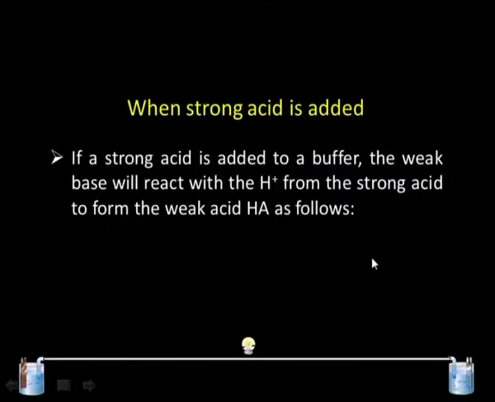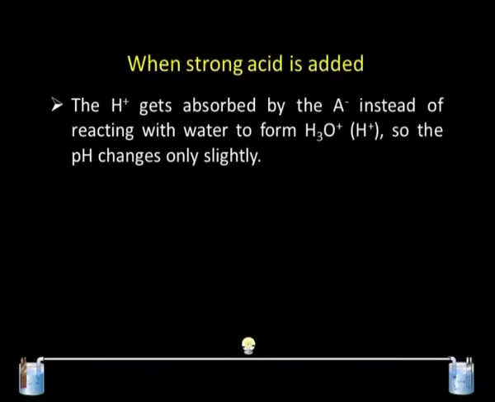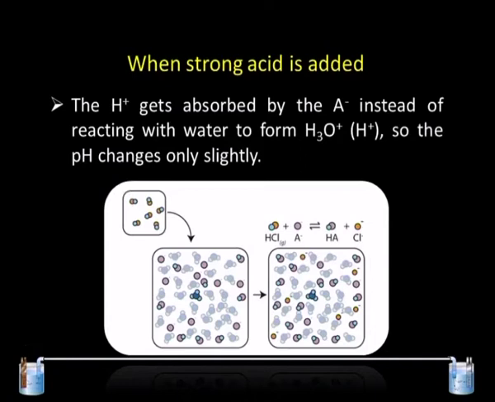When a strong acid is added to a buffer, the weak base will react with the proton from the strong acid to form the weak acid HA as follows. H plus is reacting with A minus giving HA. The hydrogen ions get absorbed by the A minus instead of reacting with water to form H3O plus, and therefore again the change in pH is very small. This is again a representation.